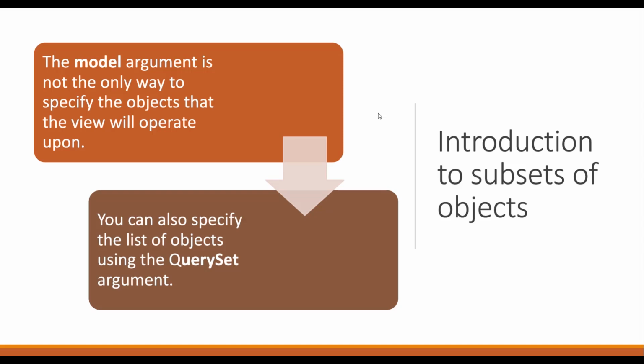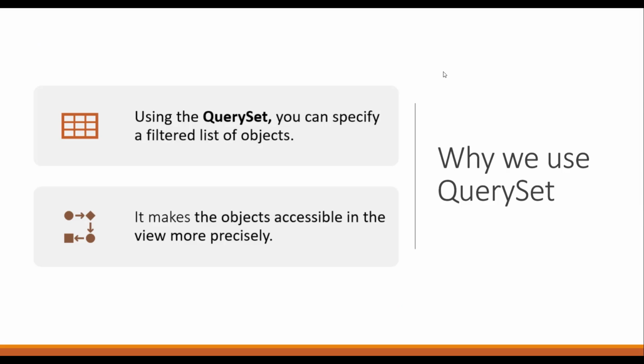Now the question arises, why do we use the queryset argument instead of the model argument if we already have this argument? By using the queryset, you can specify the filtered list of objects and make the objects accessible in the view more precisely. I will tell you what I mean with the model and the queryset.